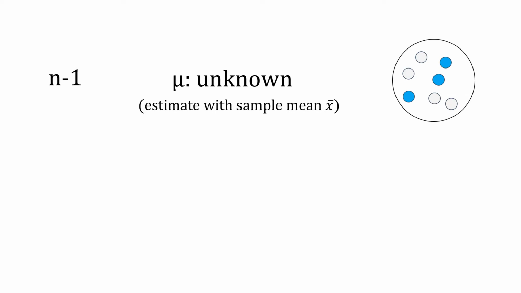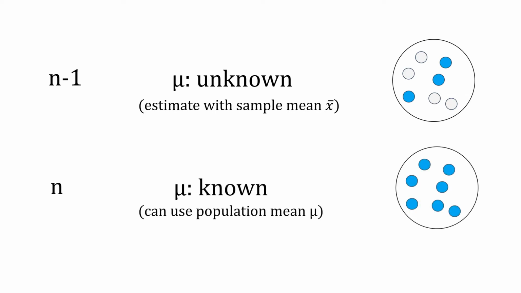There can be 2 scenarios in which you can use the formula with n in the denominator. The first is if you have access to the whole population. Then you can simply calculate mu and use it to calculate the variance. The second is if you only have a sample and want to estimate the population variance, but you also know the population mean. This is rare, so it is usually a good rule of thumb to memorize that you use x bar and n-1 when you estimate the variance based on a sample, and mu and n when you have access to the whole population.